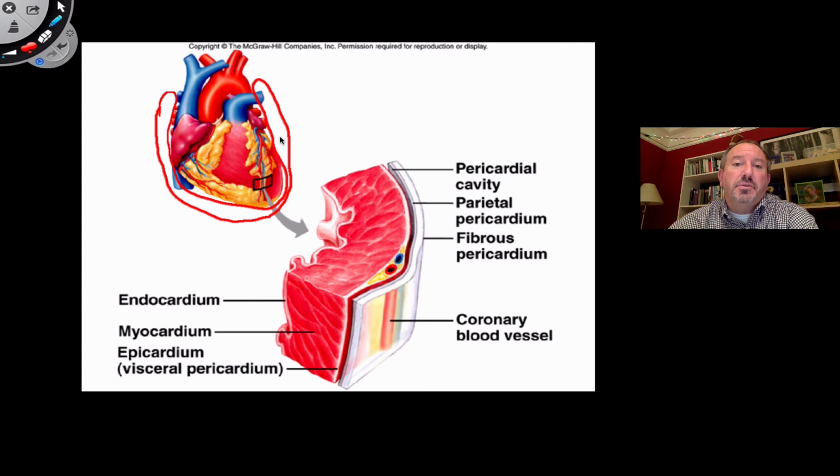And there's actually fluid in there. And the fluid is important. It helps to prevent the heart from getting damaged in terms of trauma or shock. And it also helps to just keep the friction down. And so there's a little thin fluid in this region right here. And then on the outside of that, there's a really thick fibrous layer, which is known as the fibrous pericardium, which is shown on the outside right here.